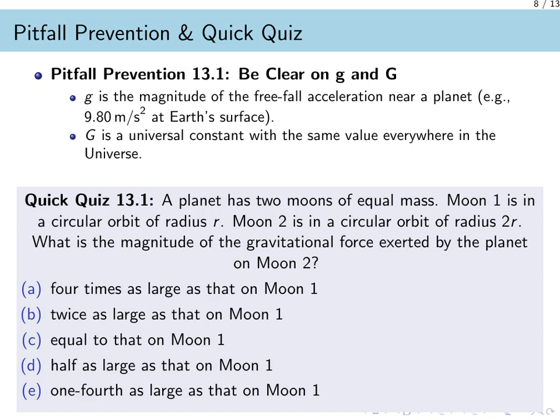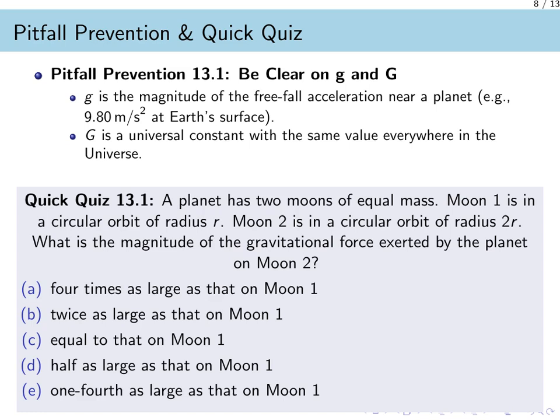Uppercase G, on the other hand, is the universal gravitational constant. It is a fundamental constant of nature with the same value everywhere in the universe. The key takeaway is that lowercase g is a variable acceleration, while uppercase G is a universal constant.